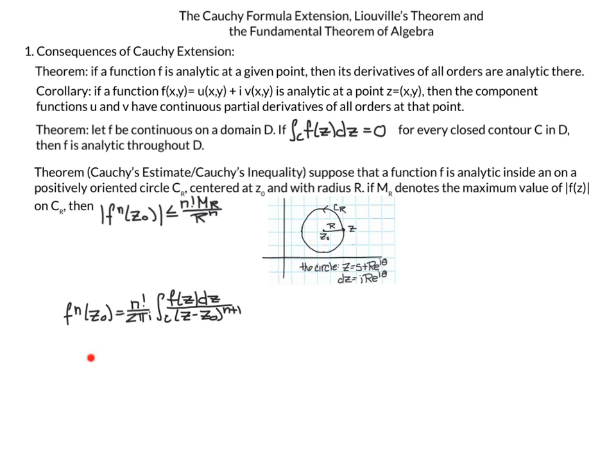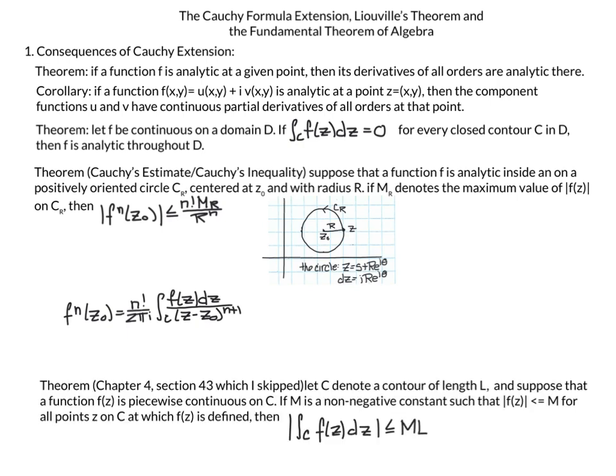I cleared out my Cauchy extension formula here to give me more room to finish this proof, which actually isn't very long. However, it does depend on another theorem from a section that I did not do a video on. It's from chapter 4, section 43, which I skipped. The theorem says, let C denote a contour of length L, and suppose that a function f of z is piecewise continuous on C. If M is a non-negative constant such that M is greater than or equal to the modulus of f of z for all points z on C at which f of z is defined, then the modulus, or the absolute value, of the closed contour integral of f of z dz is less than or equal to M, which is the maximum for points z on C, times L, which is the length of the contour.